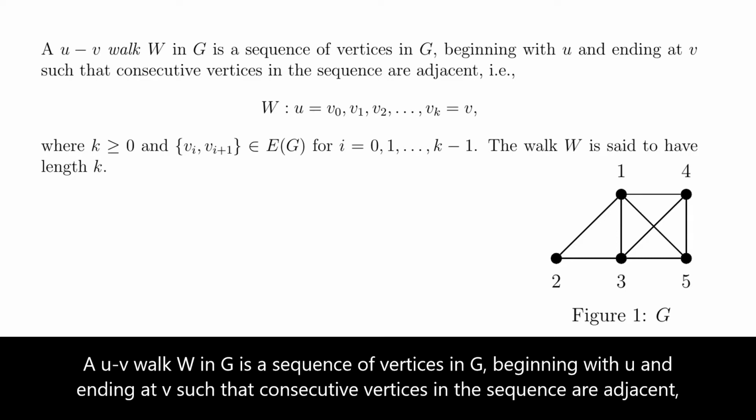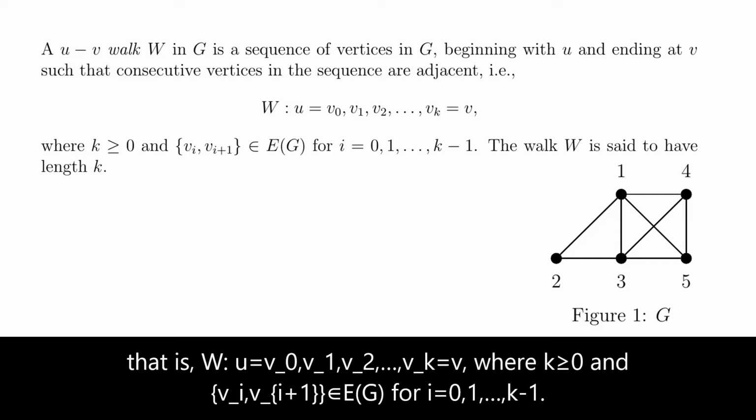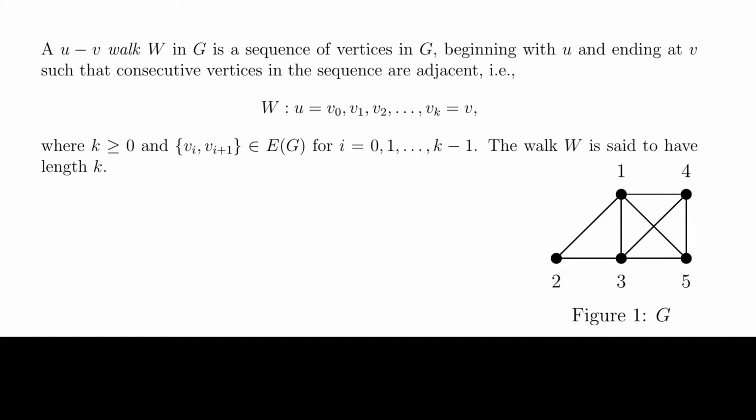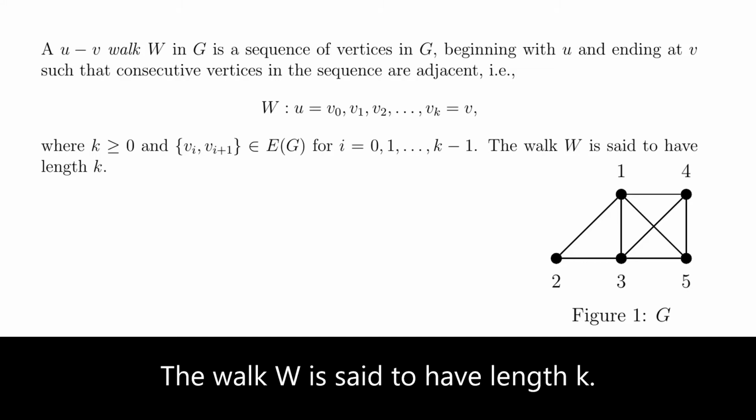A u-v walk W in G is a sequence of vertices in G beginning with u and ending at v, such that consecutive vertices in the sequence are adjacent. That is, W starts with u equals v_0 and continues with v_1, v_2 to v_k equals v, where k is non-negative, and v_i v_(i+1) is an edge for i equals 0, 1 to k minus 1. The walk W is said to have length k.